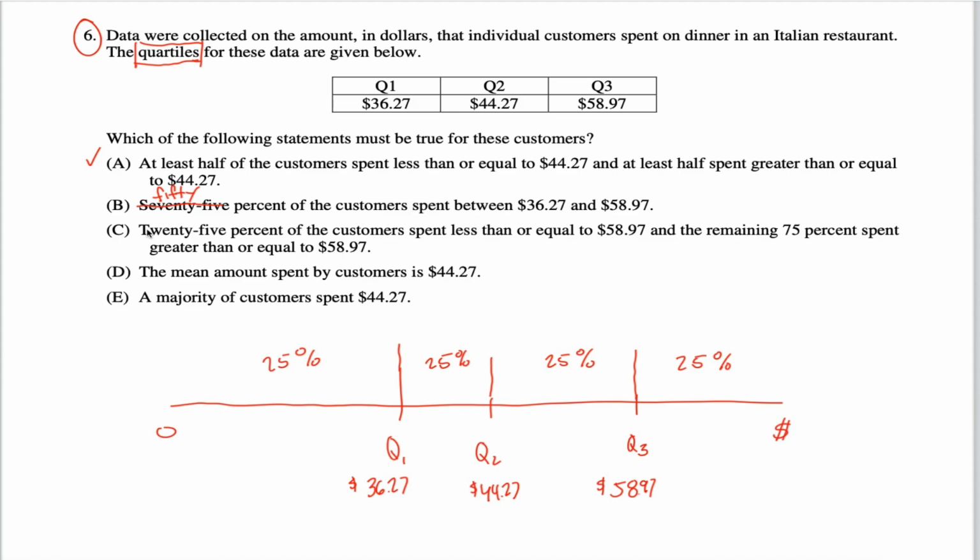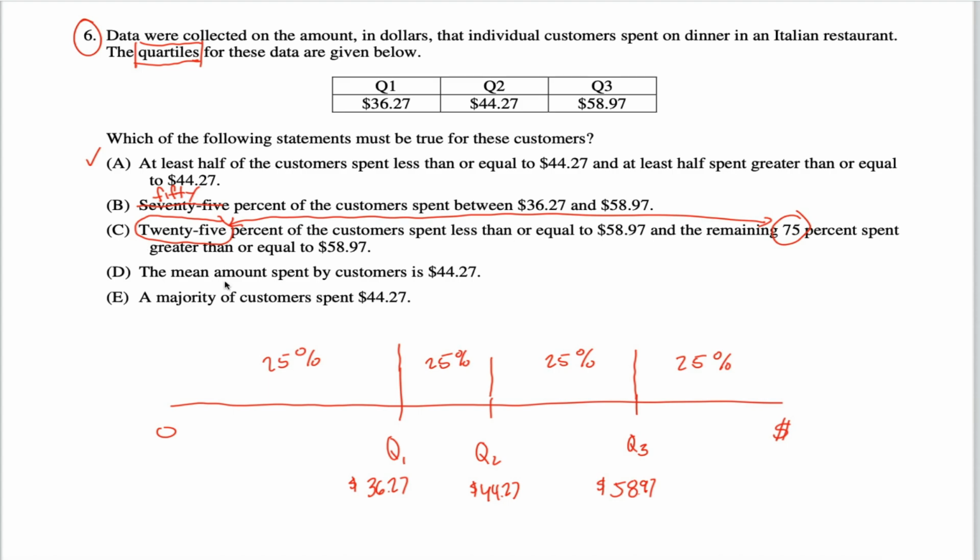What about C? Pretend it says approximately 25% of the customers spent less than or equal to 58, and the remaining 75% spent greater than or equal to 58. Ooh, that's close. That 58 number is our third quartile. 75% are less than that, 25% are above that. Is that what this said? Almost. This said 25 is less than and 75 is more than. They switched up these two words on you. If you switch this 25 and 75, I don't know why one's written in English and one is left as numbers, then this becomes a true statement. But the way it's written, it's false.